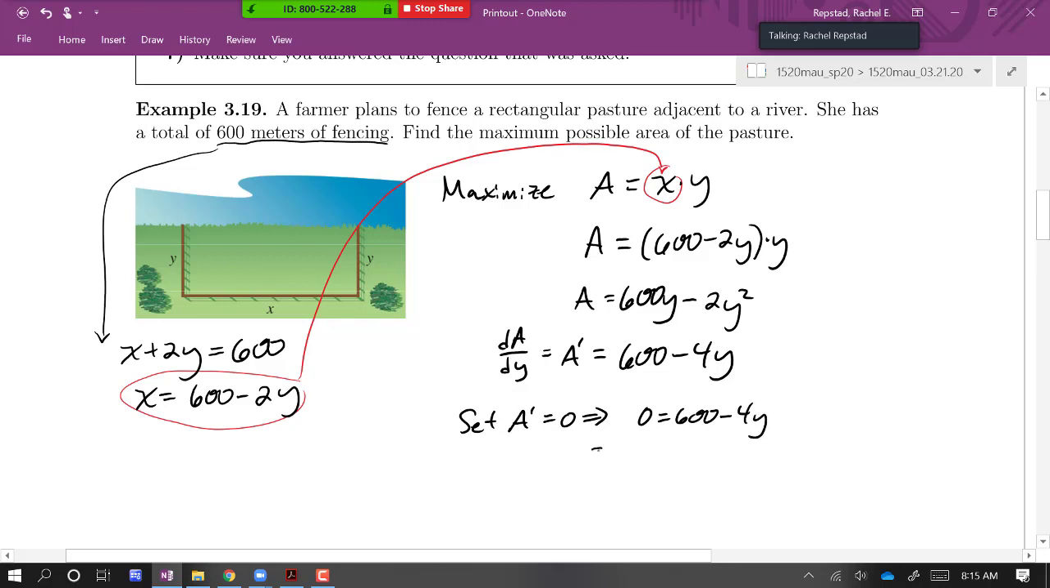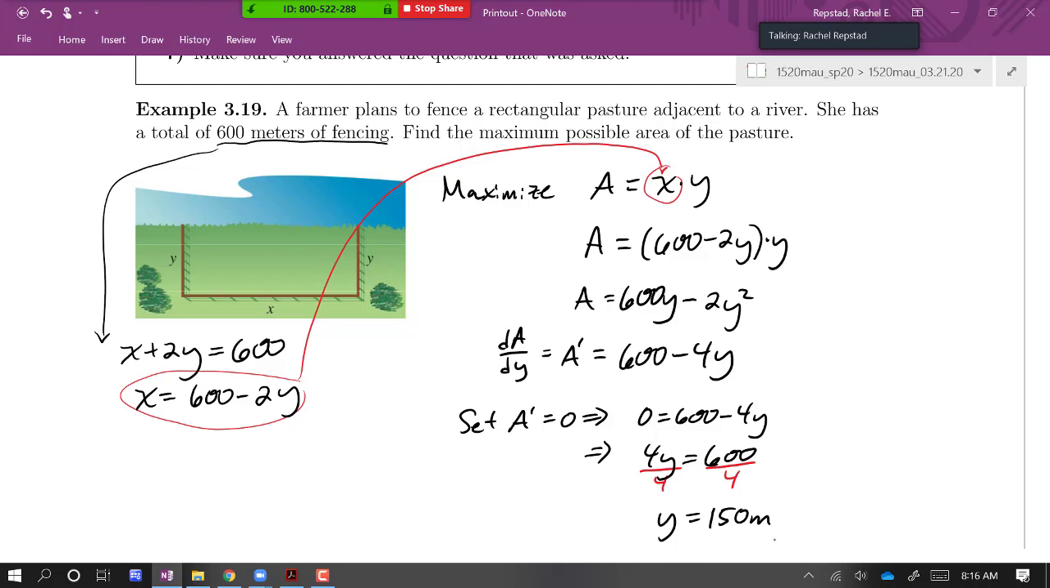And if 600 minus 4y is equal to 0, that means 4y has to be 600. We divide by 4. And we get 150 meters. We only found one critical value. Hopefully, this is the one that actually does maximize, but we want to check.